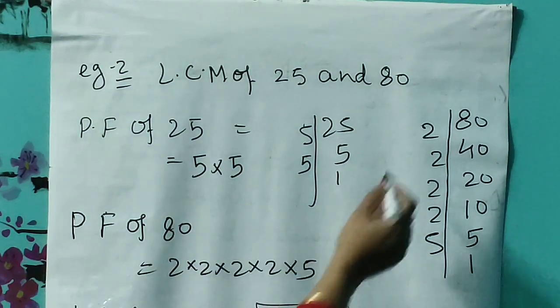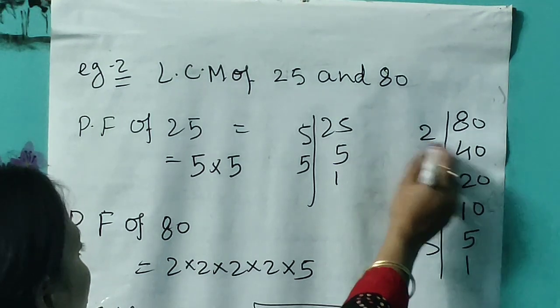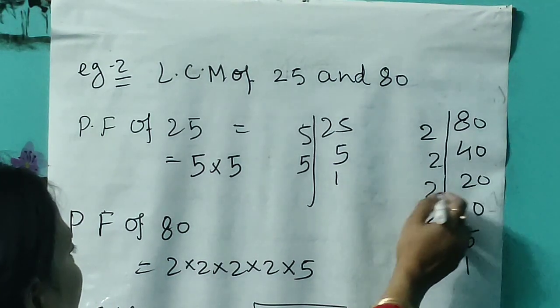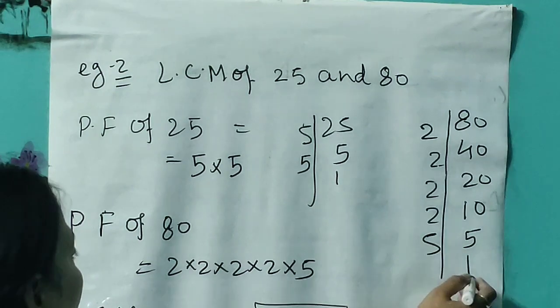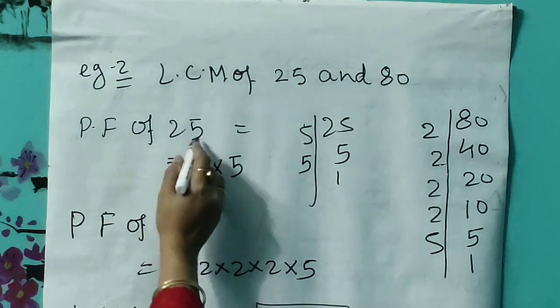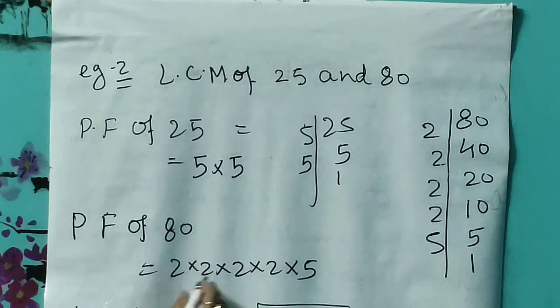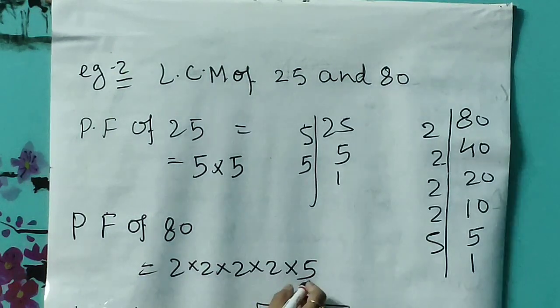Next we will find the prime factors of 80. First divide 80 by 2: 2 40s are 80, 2 20s are 40, 2 10s are 20, 2 5s are 10, and 5 1s are 5. Now note down the prime factors. The prime factors of 25 are 5 into 5. The prime factors of 80 are 2 into 2 into 2 into 2 into 5.